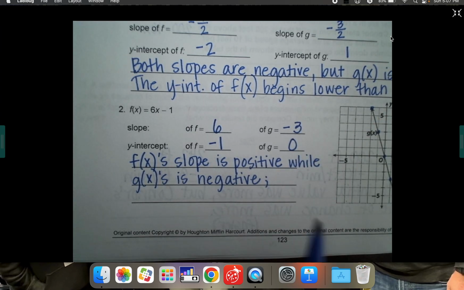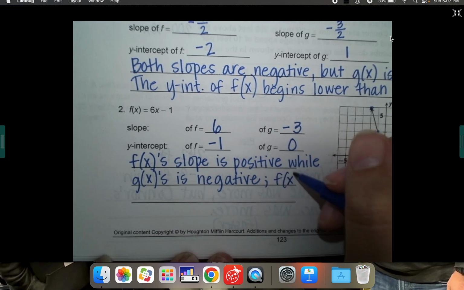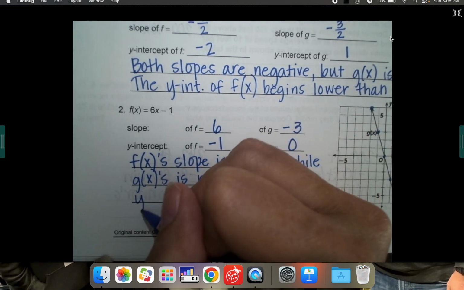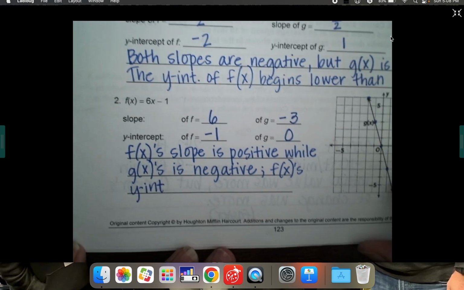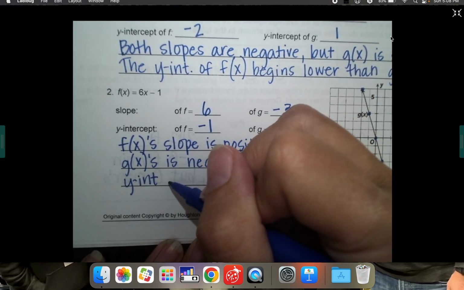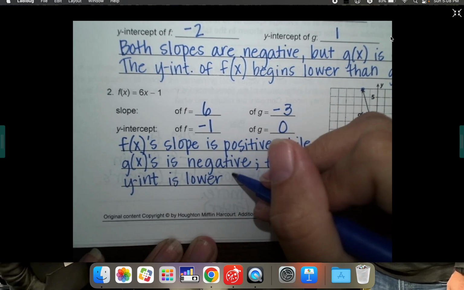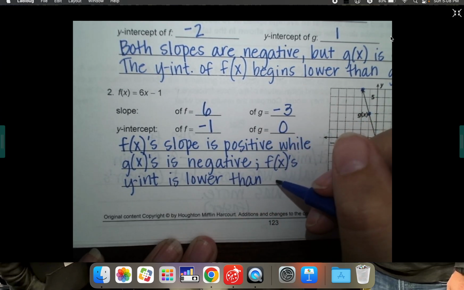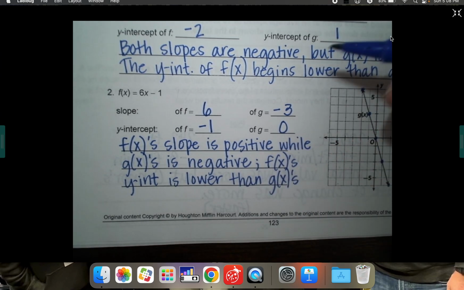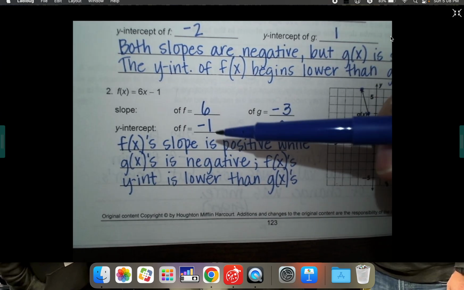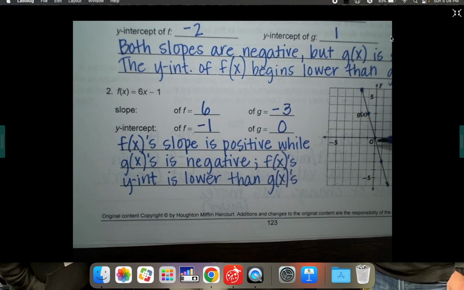And then I would say, based on the y-intercept, f of x's y-intercept is lower. It will hit at -1 than the g of x's, because the g of x's hits at the origin itself. So this one will hit the y-axis at 1 lower.